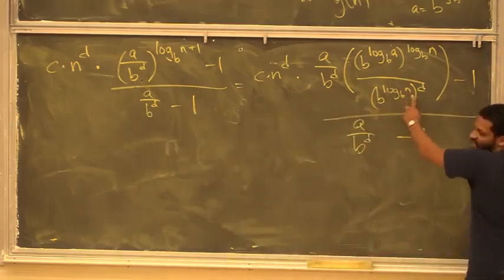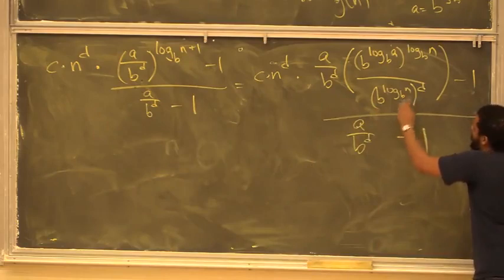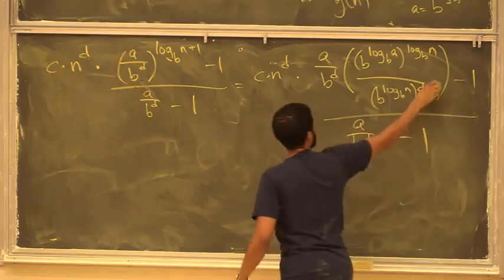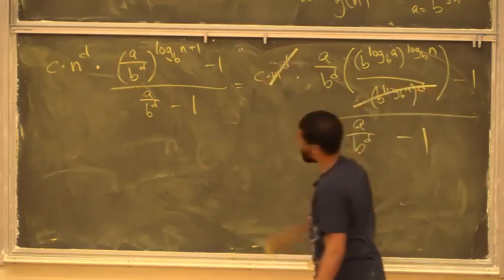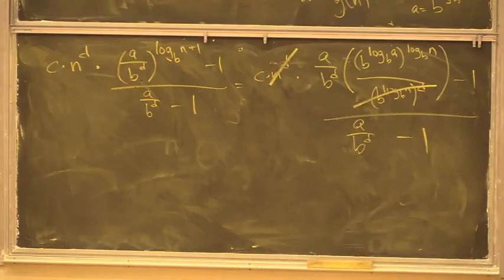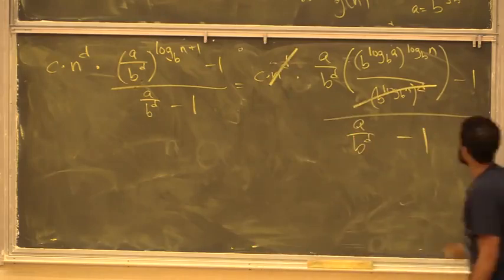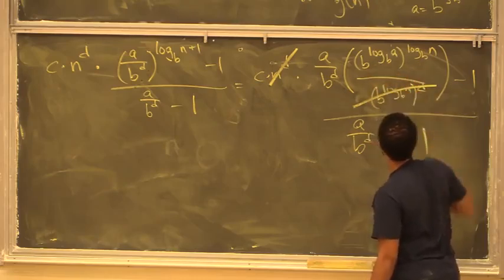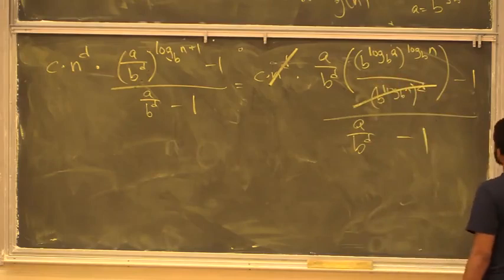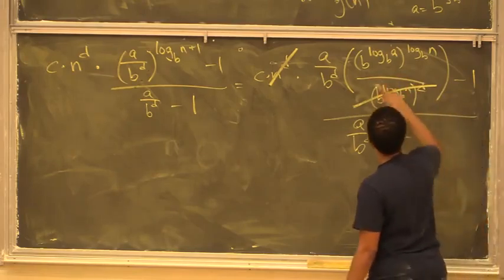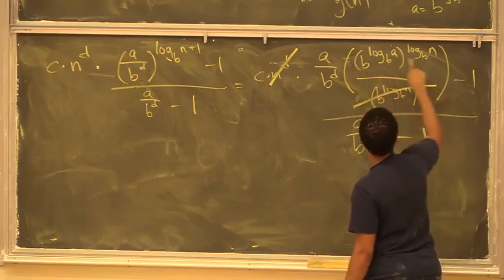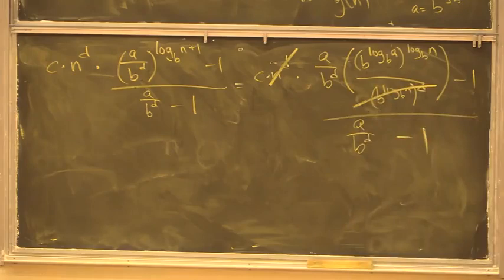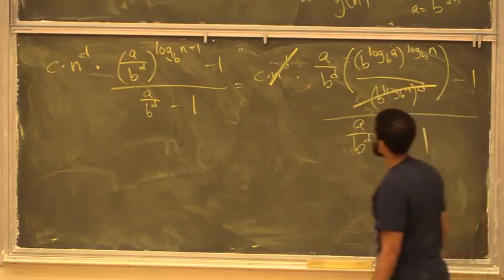B to the log base b of n is n. And then I have n to the d, which cancels n to the d. That's gone. B to the log base b of a to the log base b of n, b to the log base b of n is n. Right? So let's just write this down.